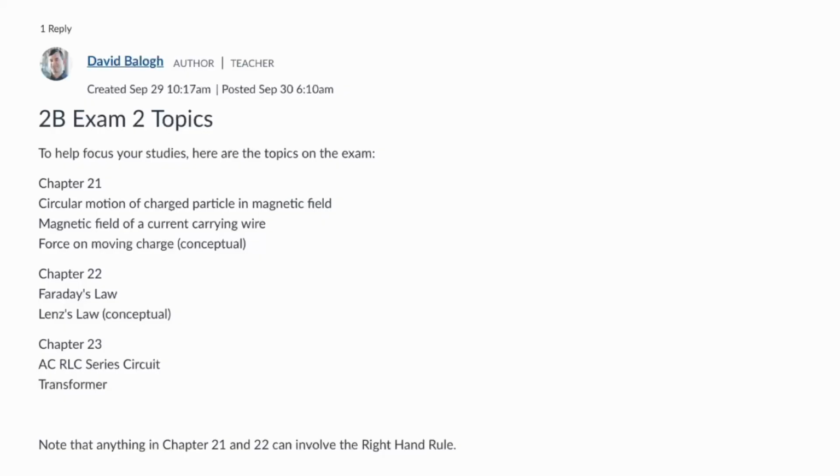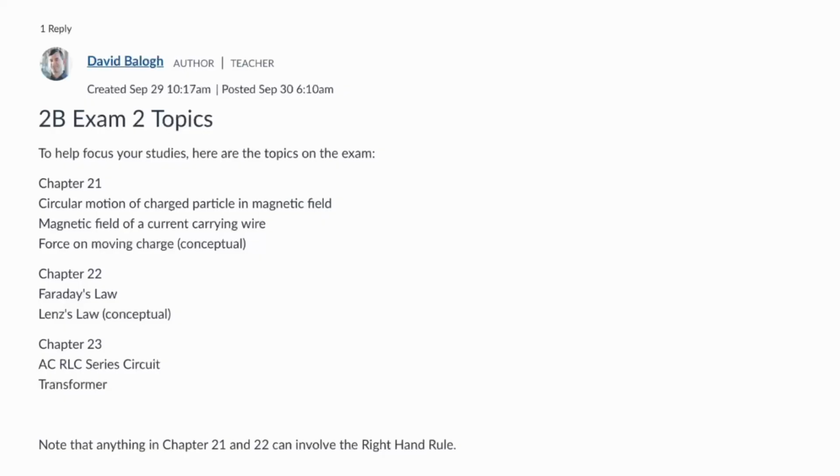Magnetic field of a current carrying wire, that could be straight or a loop of wire. Force on a moving charge. Now that one says conceptual. So part of my hesitation with putting these topic lists out. I mean, force on a moving charge conceptual. Could a right-hand rule be in there? Yeah, obviously, right? We did a whole right-hand rule that was a handshake, right?